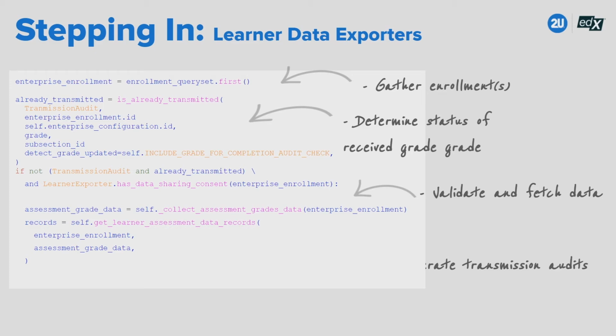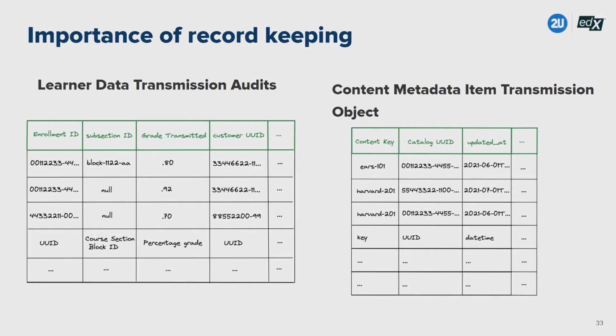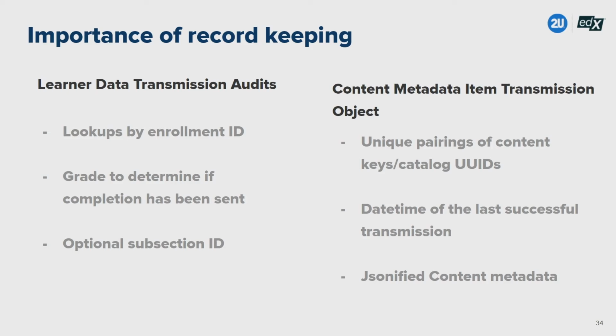Importance of record keeping. Yes, okay, so I mentioned this a couple of times in this presentation, but it's really important that we are tracking this information, and that's one of the largest responsibilities of the integrated channels. Each type of transmission has its own specific table with the necessary columns that we need in order to track the updates and necessary creates and deletes. We have them listed here just for clarity's sake, but we can see that in these tables we have pairings of content keys and catalog UUIDs. We have date times of last transmissions. We also have content metadata JSONified for better debugging purposes, logs, and whatnot. We need to be able to quickly tell what has been sent.